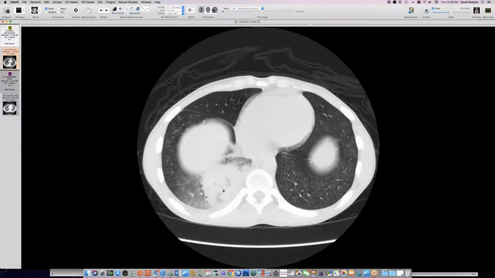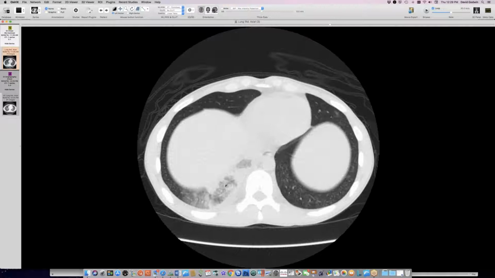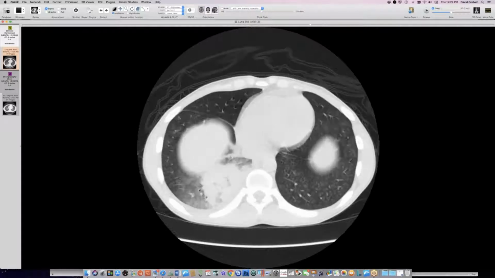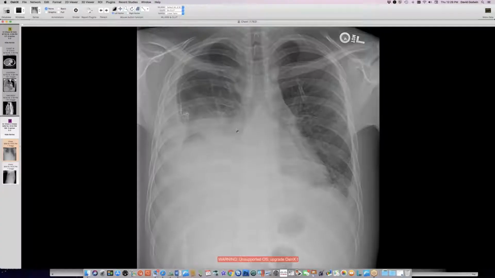It's trying to be a bird's nest here. It's got that sort of lacy lucency in the center and then the dense rim around it. Very suspicious for a zygomyces. Things did not go well for him. Here's what his chest radiograph looked like. A few days later, he's now got a huge pleural effusion.